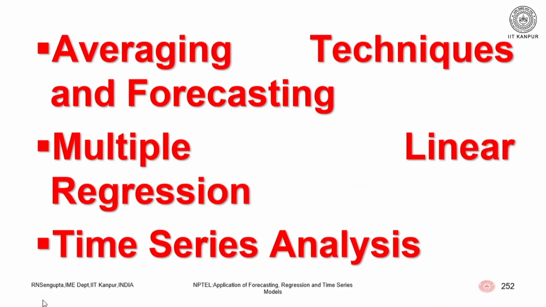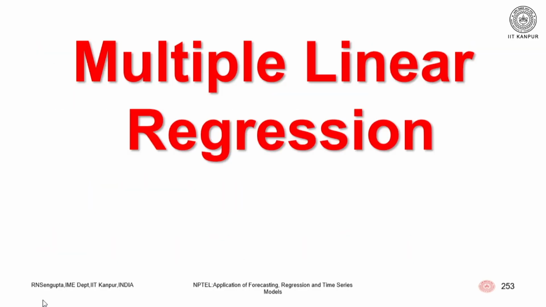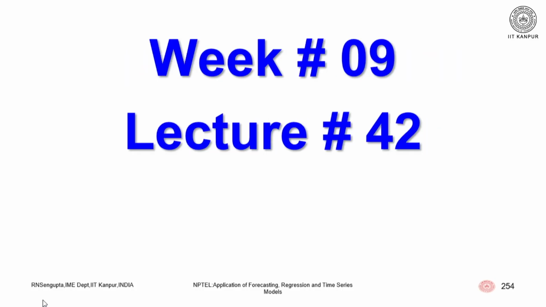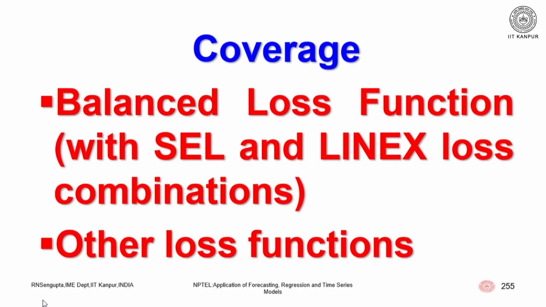As you are all aware, there are three main focus areas or subject topics for this course. The first being forecasting, second is regression and third is time series models. And we are almost at the fag end of regression models and we will cover a few more important and interesting concepts in regression models. This is week number 9 and lecture number 42. So, what is the coverage for this lecture? Coverage would be the following points.